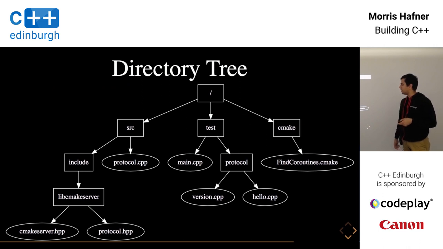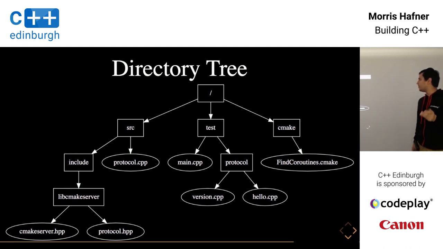And I started with the directory tree here. So this is my general project layout. I have my CMake module here where I check for coroutine support. I have my tests here and my source files here. And the important part here is that the include directory tries to resemble the include tree structure in your target system. This makes the installation of your library much easier once you packed it up.